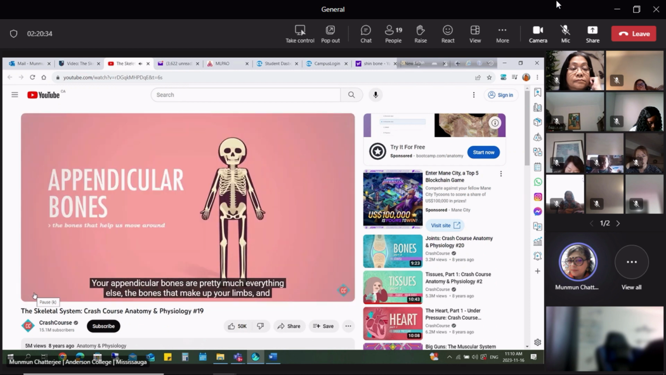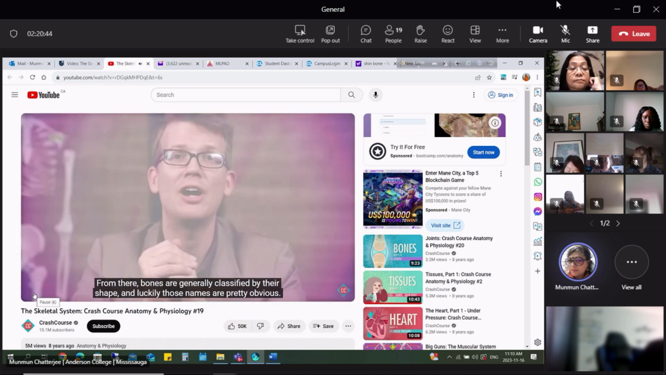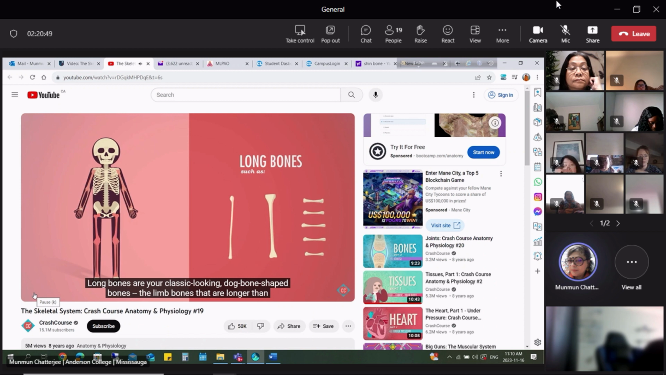Your appendicular bones are pretty much everything else. The bones that make up your limbs and the things that attach those limbs to your axial skeleton, like your pelvis and shoulder blades, these are the bones that help us move around. From there, bones are generally classified by their shape, and luckily those names are pretty obvious. Long bones are your classic-looking dog bone-shaped bones, the limb bones that are longer than they are wide, like the tibia and fibula of your lower legs, but also the trio of bones that make up your fingers.